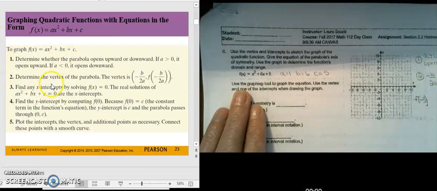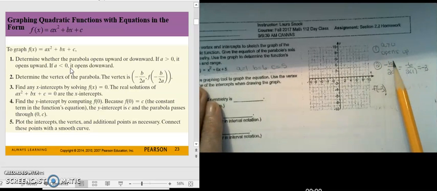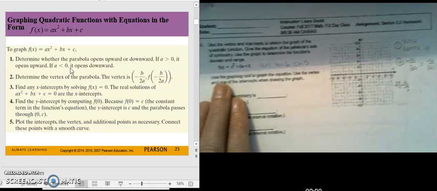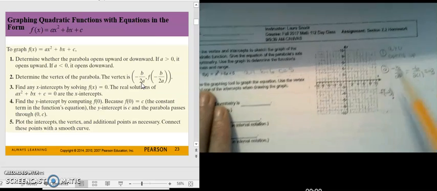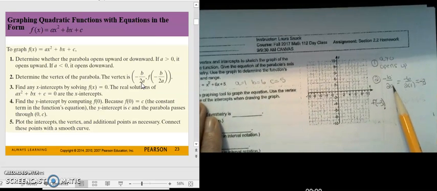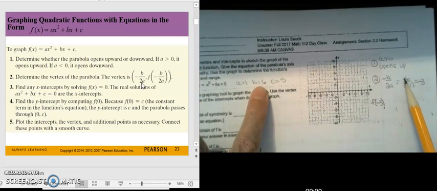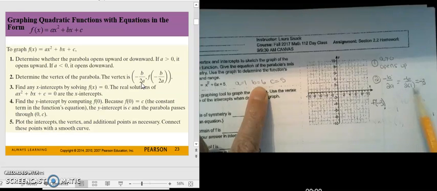The first thing I want to do is see if it opens up or down. A is positive, so it opens up. The next thing I want to do is find the vertex. So I want to find negative b over 2a. So here it is right here. Negative b over 2a is negative 6 over 2 times 1, which gives me negative 3. Okay, so that gives me the first part of the vertex.